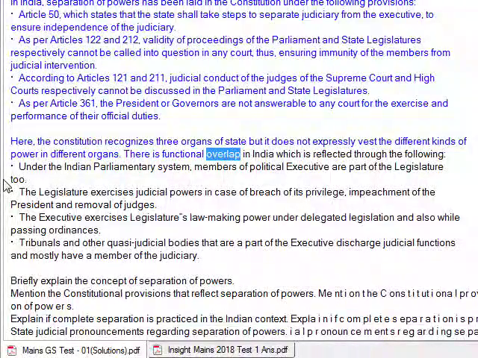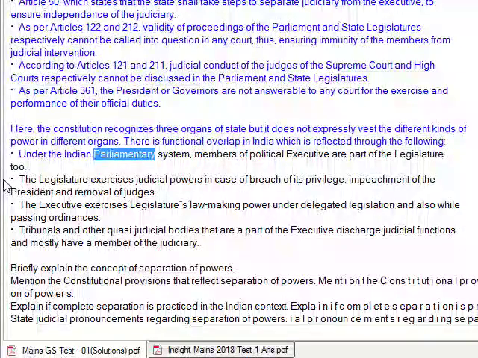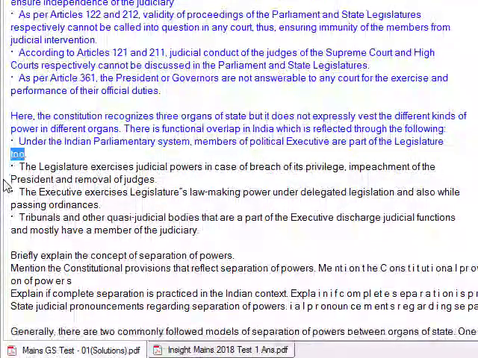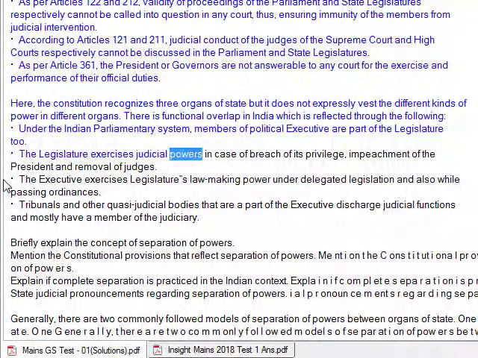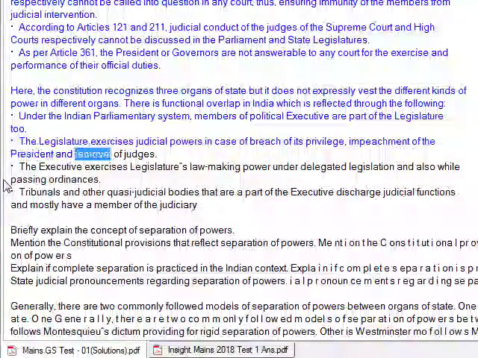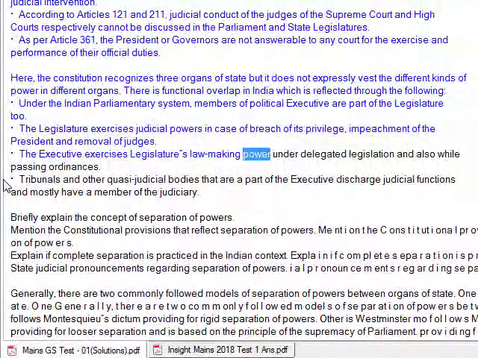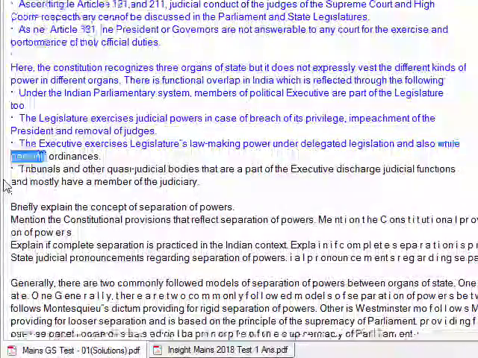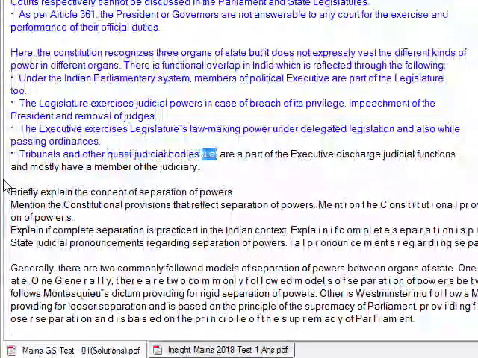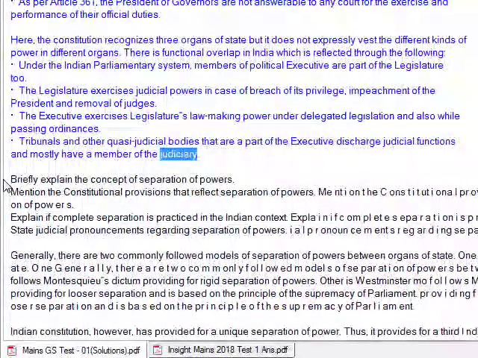There is functional overlap in India, which is reflected through the following. Under the Indian parliamentary system, members of political executive are part of the legislature too. The legislature exercises judicial powers in case of breach of its privilege, impeachment of the president, and removal of judges. The executive exercises legislature's lawmaking power under delegated legislation and also while passing ordinances. Tribunals and other quasi-judicial bodies that are a part of the executive discharge judicial functions and mostly have a member of the judiciary.